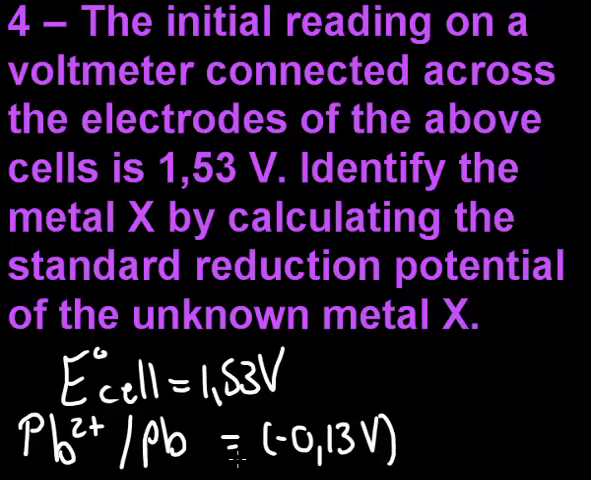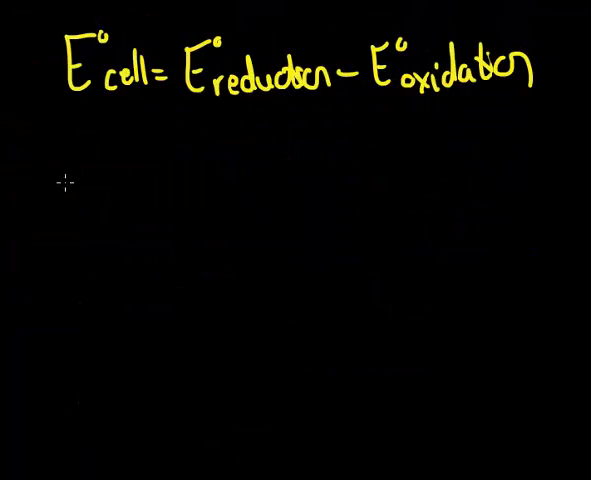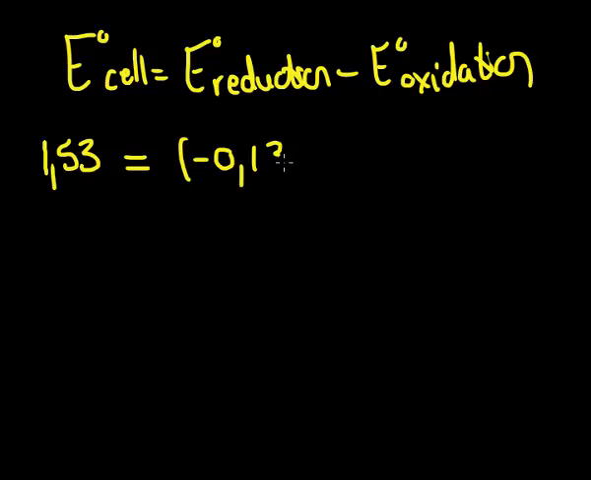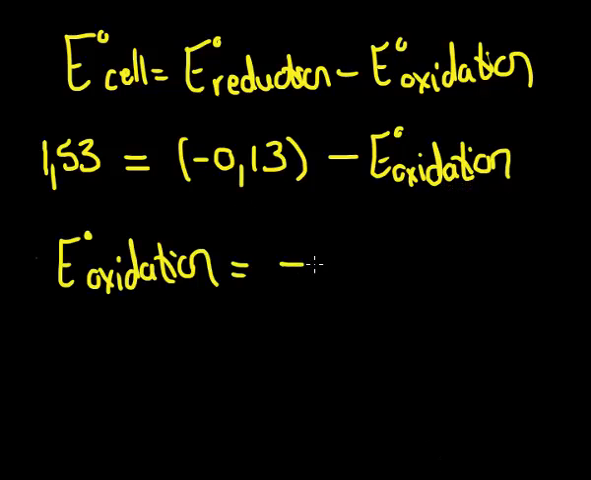Let's now add them back into our equation. Now you can pick any of the formulas that is given on the formula sheet. I'm just going to use the reduction minus oxidation one. Note the E cell is given as 1,53. The reduction we've read off the table to be negative 0,13 for lead, minus my E of oxidation, which I do not know, and this is my electrode X, which we would like to calculate. Now our E cell oxidation value ends up being a negative 1,66 volts.